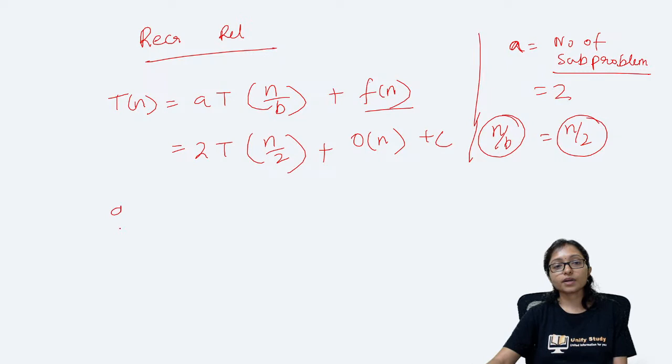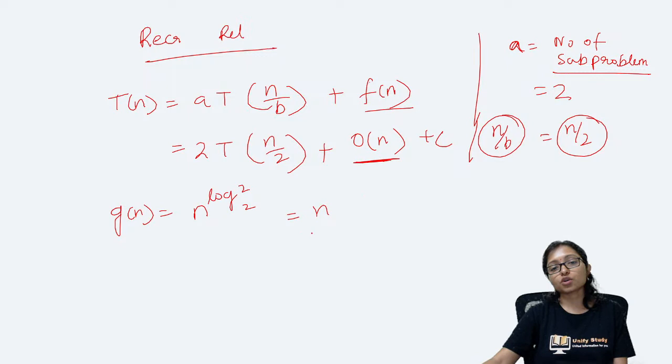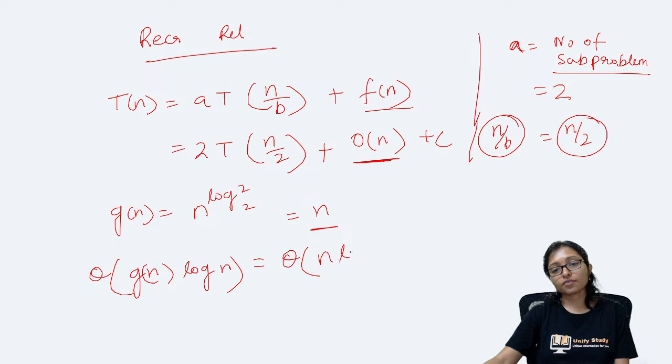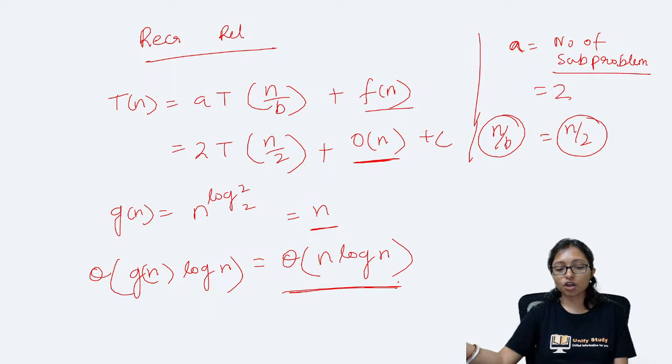Now do that with the master theorem. What is g(n)? g(n) is n to the power log 2 base 2, that is n. So f(n) is also n, g(n) is also n. According to the third rule, we have to do theta of g(n) log n. So that's why theta of n log n. That is the complexity of merge sort.